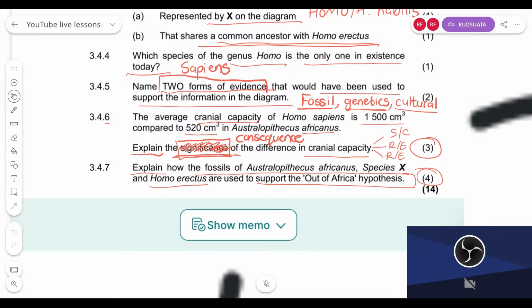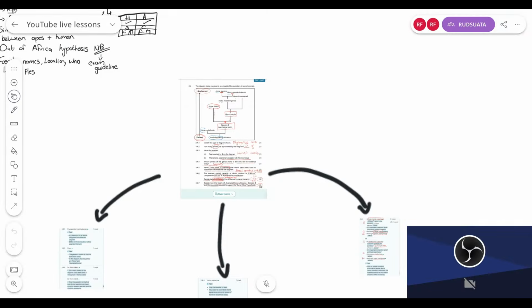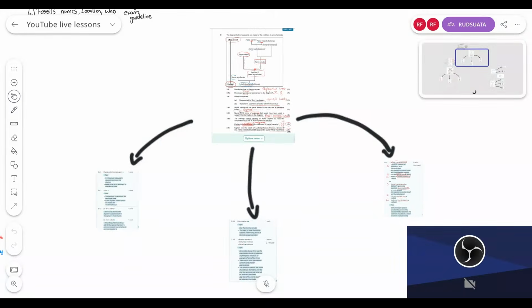So now this is where the knowledge coming from your exam guideline is going to help you tremendously. Okay? So what you're going to do is you are going to, number 1, take your guideline and select out your out of Africa hypothesis. Now I'm actually going to pull it up for everybody. So I'm just going to get it on my screen for you, and I'm going to paste it for you so that you can see it.